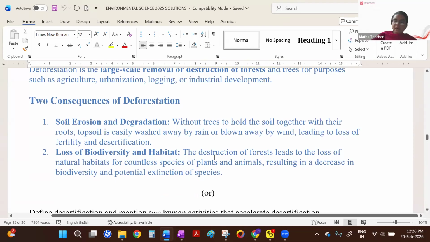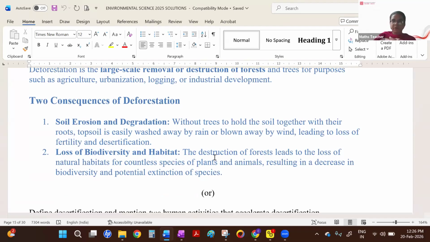We've seen that trees play a major role in preventing soil erosion because their roots will form a network, and they will tightly hold the soil together in its place. But when there are no trees, if there is a heavy rain, there is nothing to hold the soil together, right? So the soil will be washed away, particularly the topsoil, which contains all of the nutrients and organic matter. It is the most fertile soil. But when there is heavy rain, all of this topsoil will be washed away. That's what we call soil erosion and degradation. If soil erosion continuously happens, then the quality of the land will also be degraded.